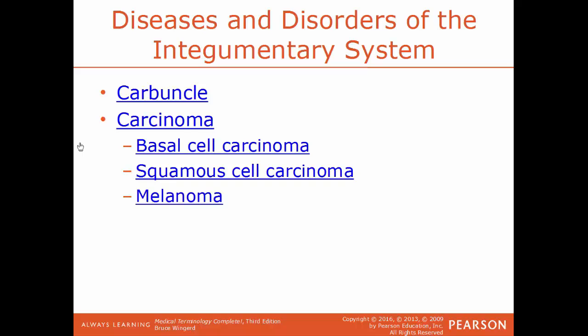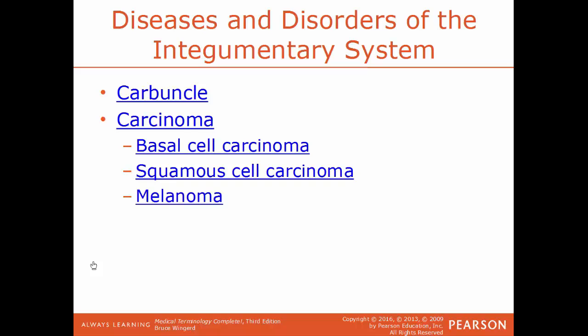Alright, the next set of terms is all a reference to different types of skin cancers. And the reason why they have different names is they are affecting different parts of the skin, which means they'll be treated differently, and some are more dangerous than others. The first two kinds, basal cell and squamous cell carcinoma, are the vast majority of all skin cancers. They fall into one of these two categories.